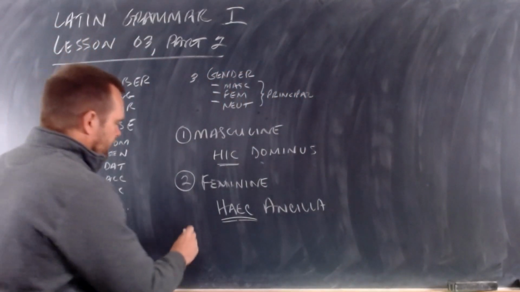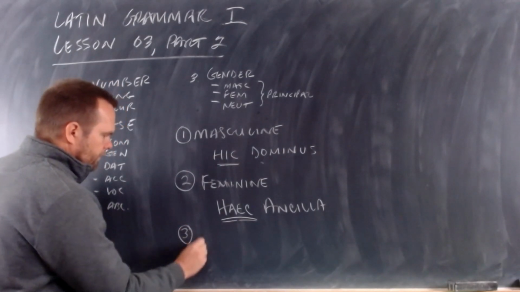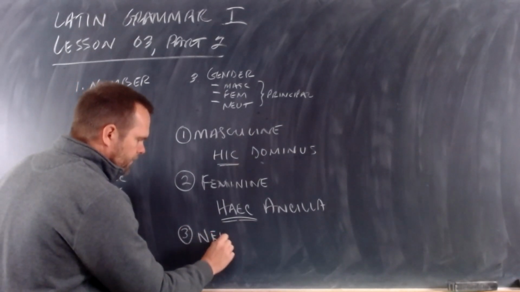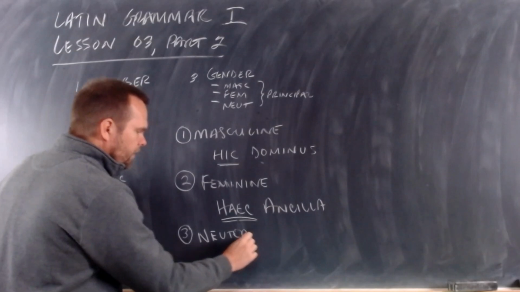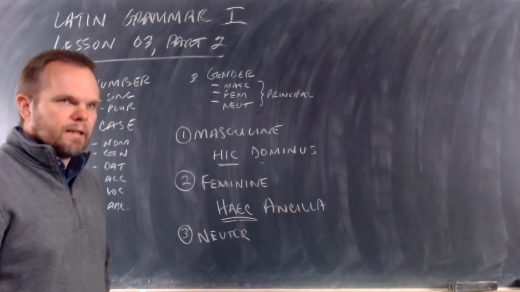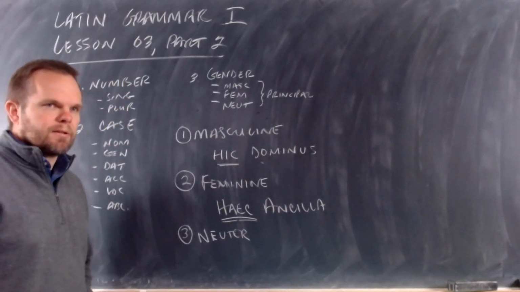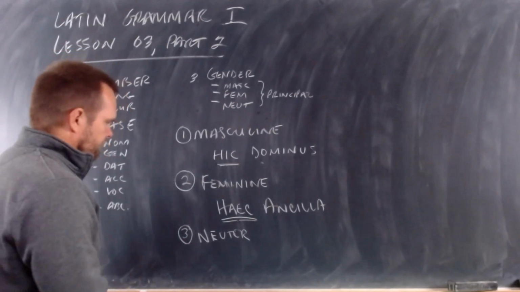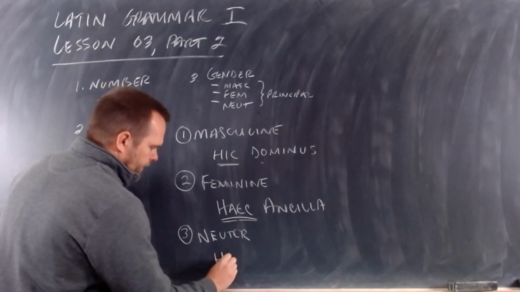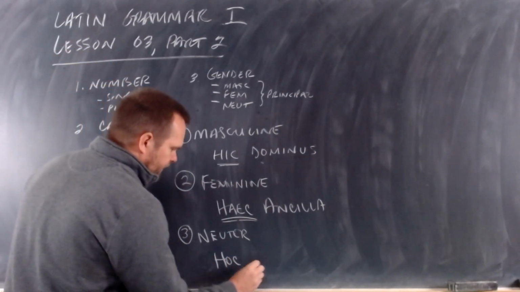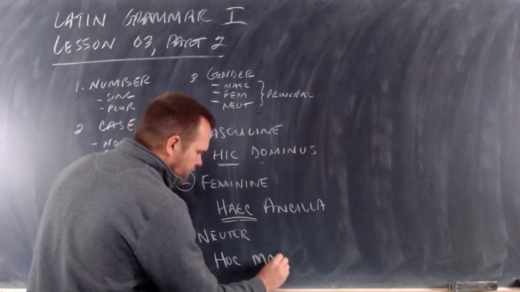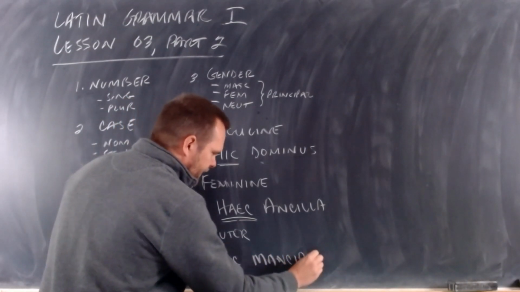And then thirdly, the neuter. And again, the word neuter just means neither. Not feminine, not masculine, neither. And the example that our textbook gives us is hoc mancipium. Mancipium is a slave.